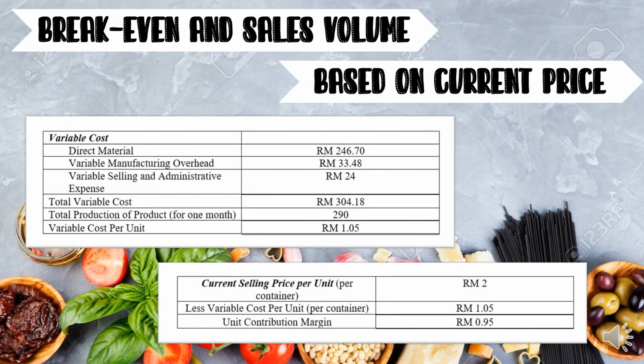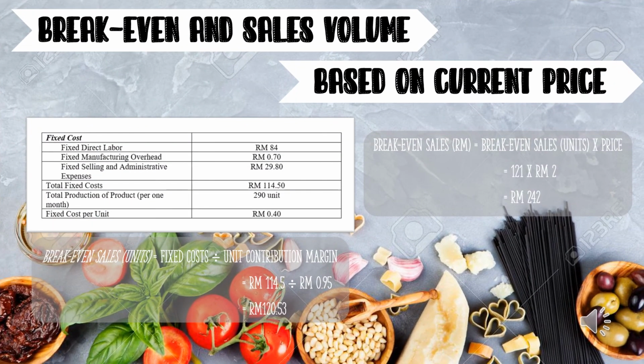For the break-even and sales volume based on current price, we took the variable cost and found the variable cost per unit. Then we used that to calculate the unit contribution margin. We then calculated the fixed cost and found the fixed cost per unit. Then we calculated the break-even sales in units, which equals 120.53 units, which is rounded up to 121 units to make calculation easier. Then we found break-even sales in ringgit, which is break-even sales units times price, which equals 242 ringgit. This means that the number of units to break even is 121 and the sales we can obtain from that is 242 ringgit.